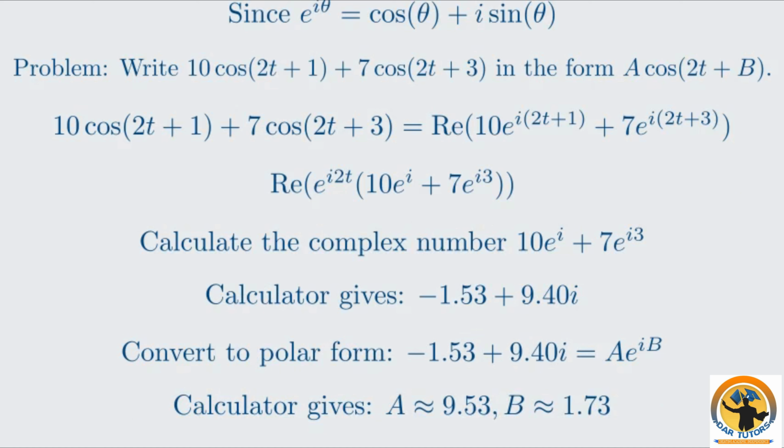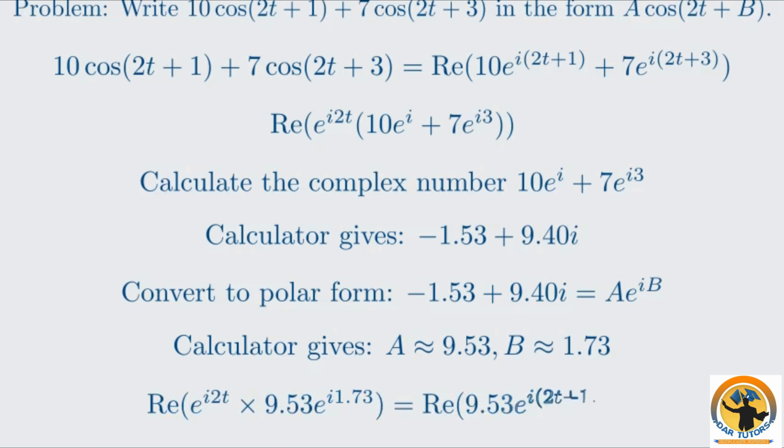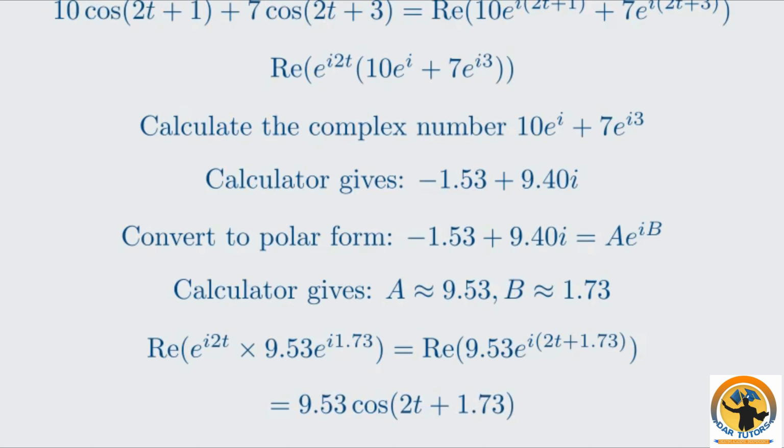Step 5. Substitute this back into the original expression. The expression becomes the real part of e to the i 2t times 9.53 e to the i 1.73. We can combine these exponentials by adding the powers. Then we take the real part, which gives us our final answer.